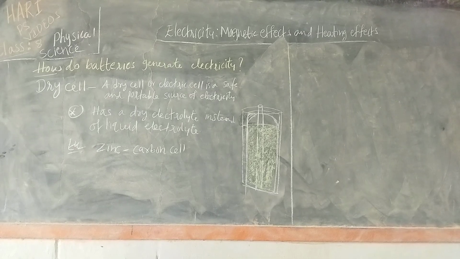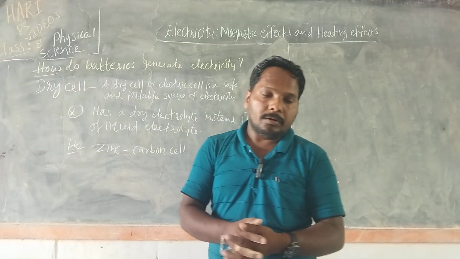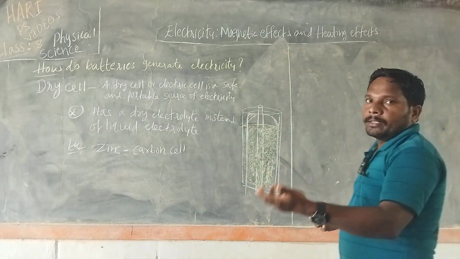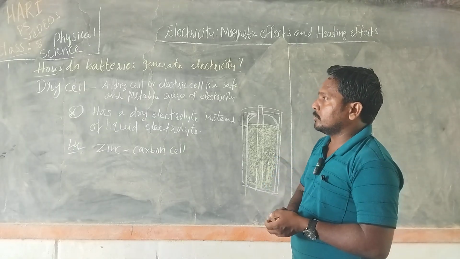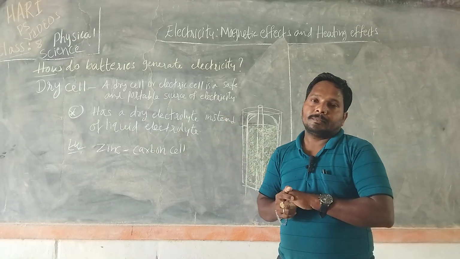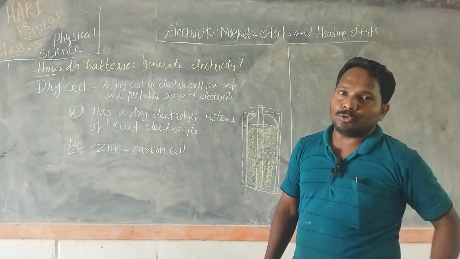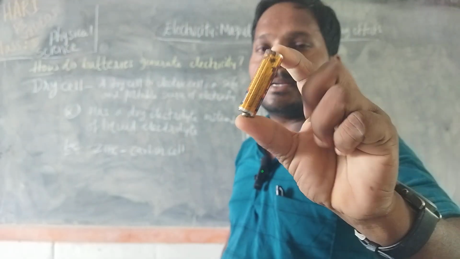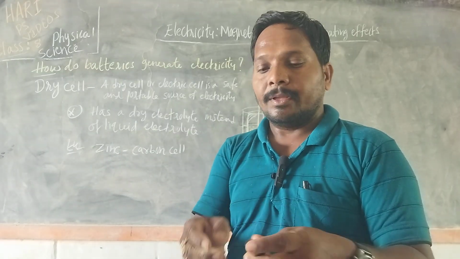Right. Next, before we discussed the voltaic cell or the galvanic cell, then coming to the next one, dry cell. The other type of cell is the dry cell, which I already showed you. Then again I am showing you. Right, this is a dry cell used in our day-to-day life.